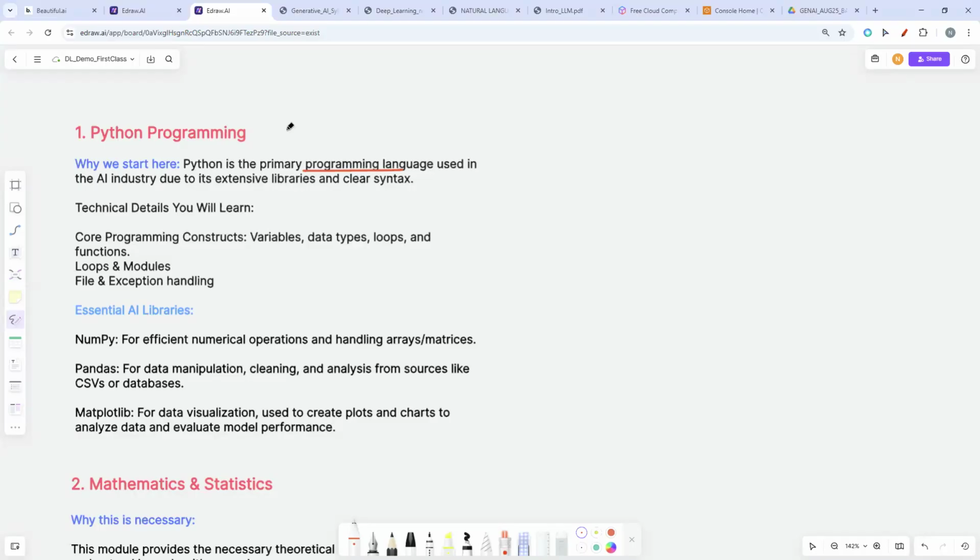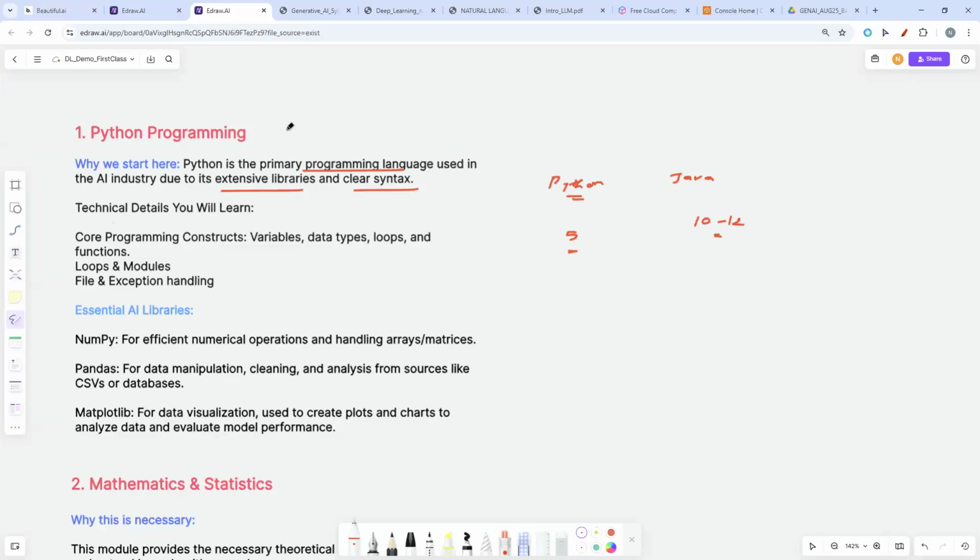Python is a primary programming language that you already know, right? And it is used in the AI industry due to its extensive libraries and clear syntax. For example, say you have a Java background. If you know a little bit of Java and a little bit of Python, then if you write 5 lines of code in Python, for the same kind of use case you have to write at least 10 to 12 lines of code in Java. That simple your Python language is.